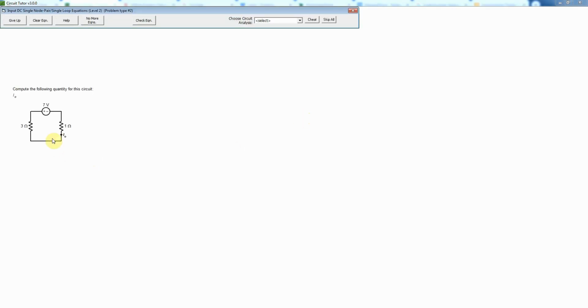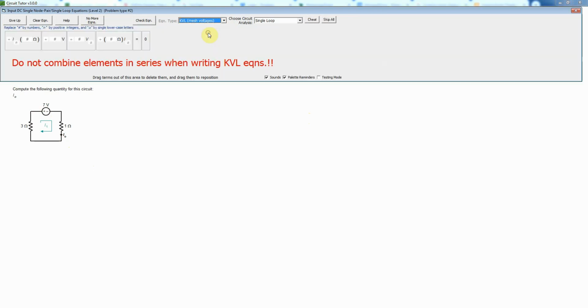Okay, so the second level, this is going to be a little bit different, and now I actually have a sought current rather than a sought voltage. So it's still a single loop circuit, so I have to pick that method. And now the equation type here, well, in this case, it actually is going to allow me to write a KVL equation, because using the voltage divider formula wouldn't make much sense when I want a sought current. It would just not really help. So it's going to allow me to write a KVL equation, and it gives you a warning here.